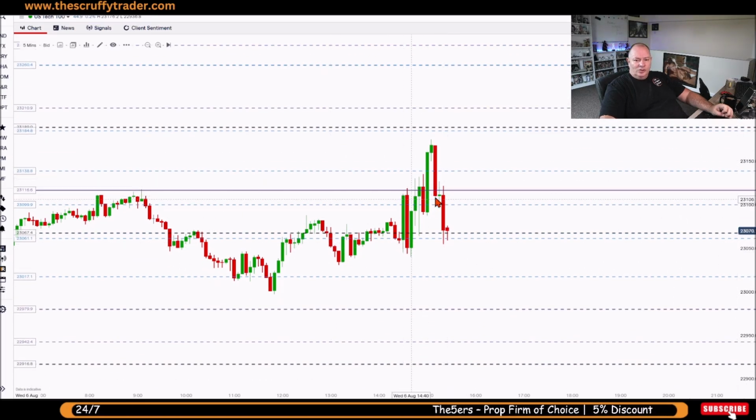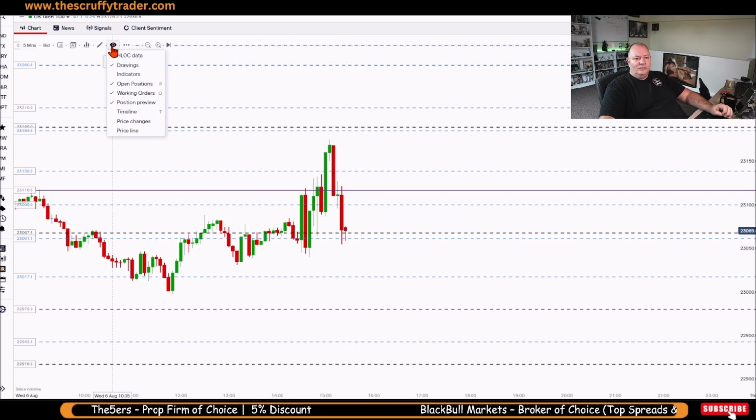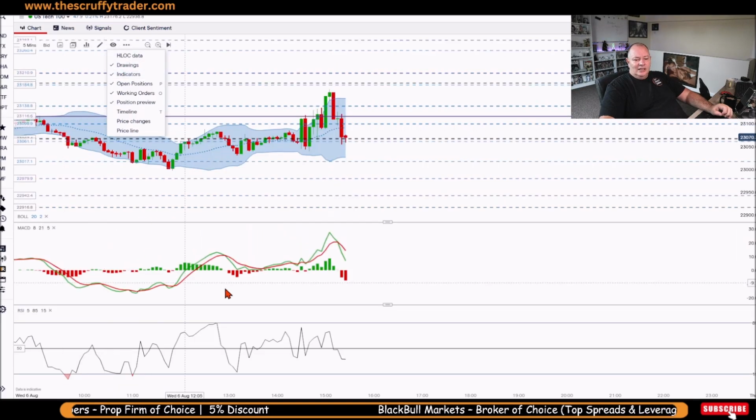And what's it done? Stalled in and around, pushed down. Right, okay. So what we need to do now is see if there's any signs that this will be slowing down. Well, an easy way to do that is just follow the candles. You know, you can put on little oscillators and things like that.